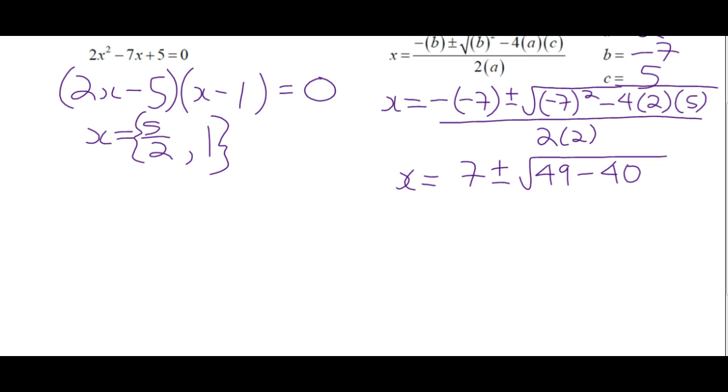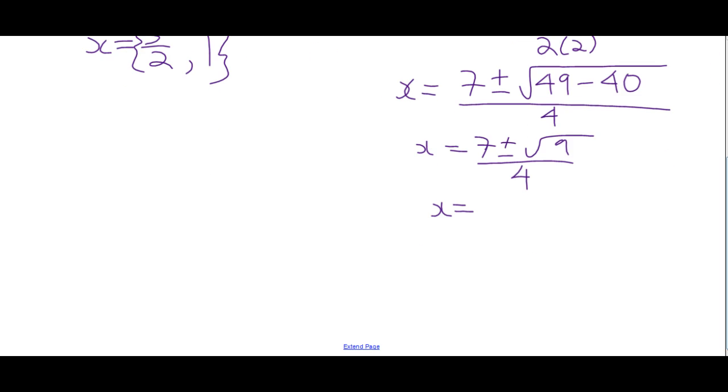What you really need to watch out for is that sometimes one of these is negative. Then it's 4 times 2 times negative 5, which is minus a negative, which is plus. Over 2 times 2, which is 4. So x is equal to 7 plus or minus the root of 49 minus 40, which is 9, over 4. What is the root of 9? 3. So it's 7 plus or minus 3 over 4.